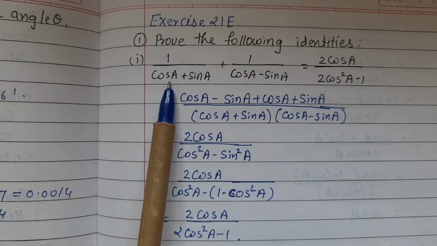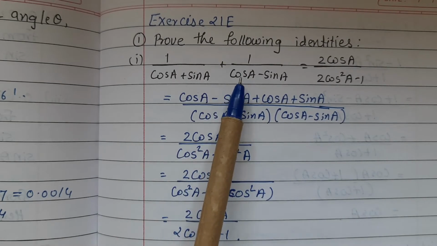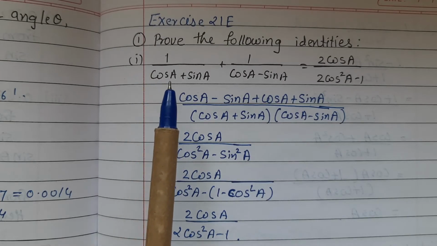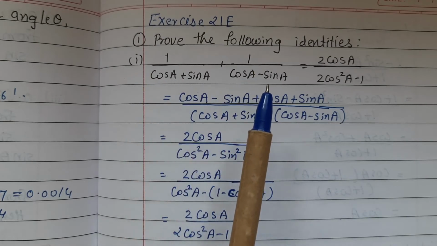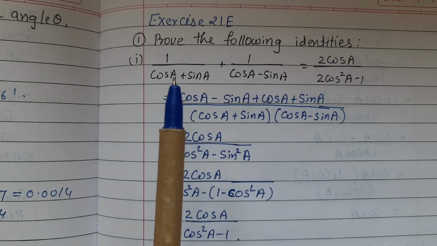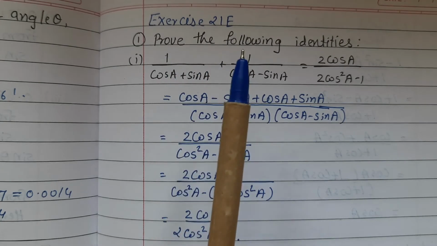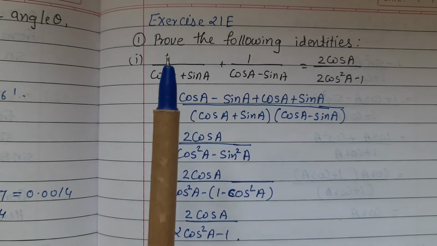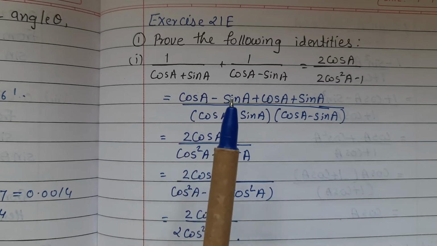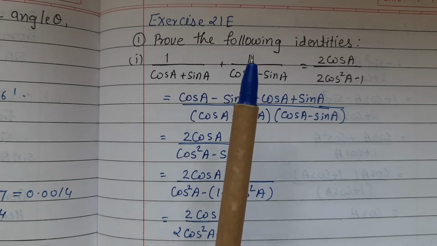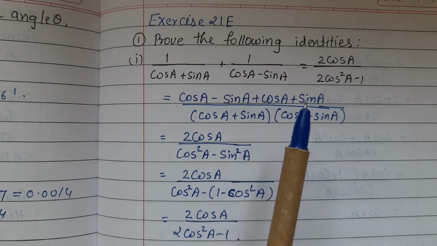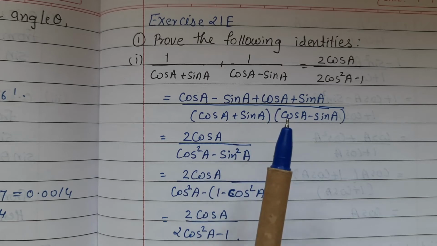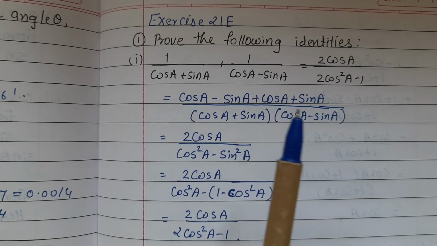1 upon cos A plus sin A plus 1 upon cos A minus sin A. LCM of the denominator is cos A plus sin A into cos A minus sin A. Multiply and divide this term by cos A minus sin A. Multiply and divide this term by cos A plus sin A. Therefore, in the numerator we will get cos A minus sin A plus cos A plus sin A upon denominator cos A plus sin A into cos A minus sin A.